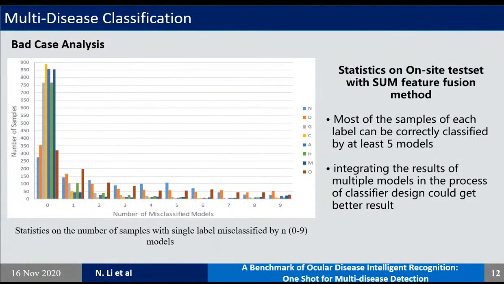In order to learn the classification of image samples, we performed statistics on the number of samples that were misclassified by the number of models on each label. We can find that most of the samples of each label can be correctly classified by at least 5 models. If the results of multiple models can be effectively integrated in the process of classifier design, we believe that better multi-label classification results will be achieved.